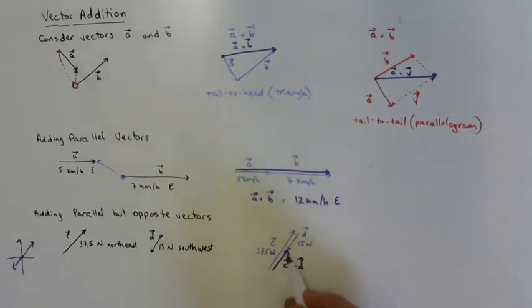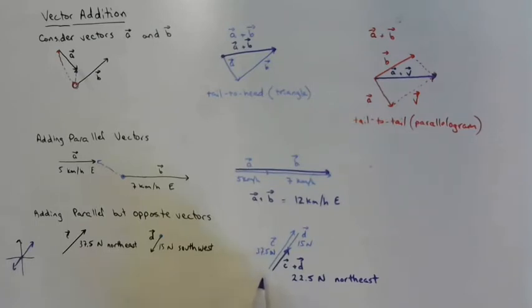It's like adding an opposite, right? Adding a negative number. The number is going to get smaller. It's the same as subtraction. So the resultant ends up being 37.5 plus negative 15, which is 22.5 newtons. Which direction? Well, still overall it's heading northeast because the vector heading that direction had a larger magnitude, okay?